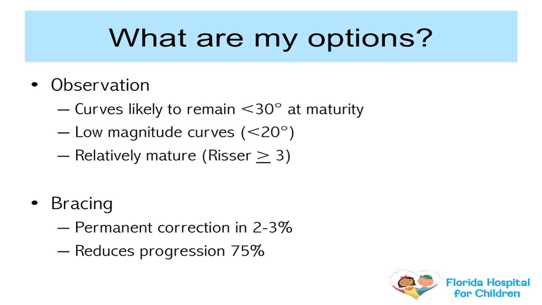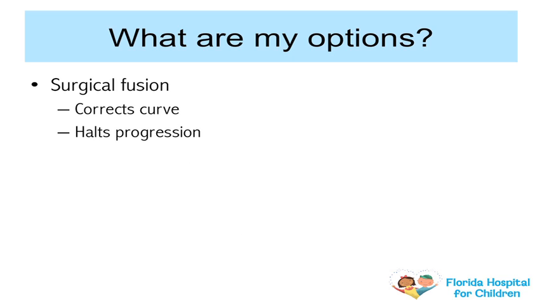Really, the goal of bracing is to halt progression of the curve, and it does do so about 75% of the time. The third is surgical fusion, and that does halt progression of the curve because of the mechanical constriction that the rods do in correcting the spine, and it corrects the curve as well.